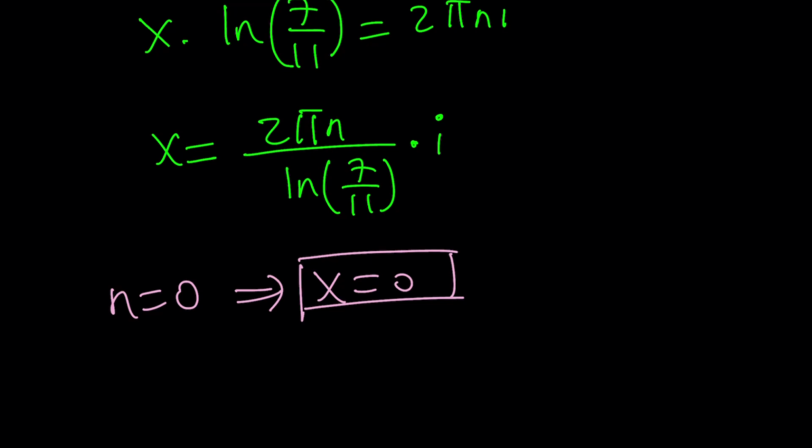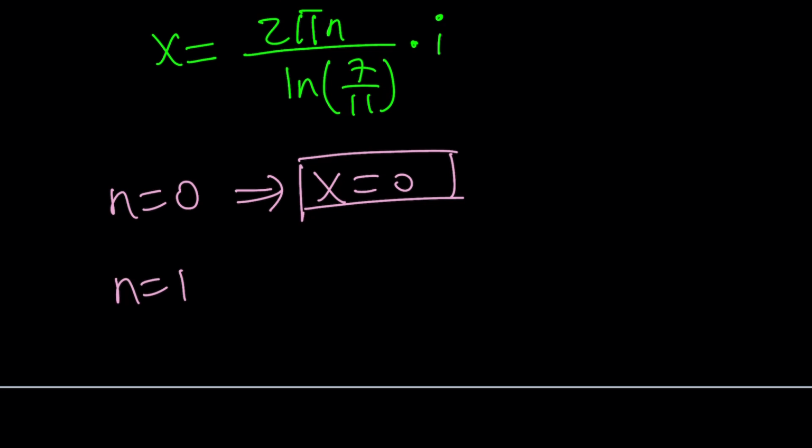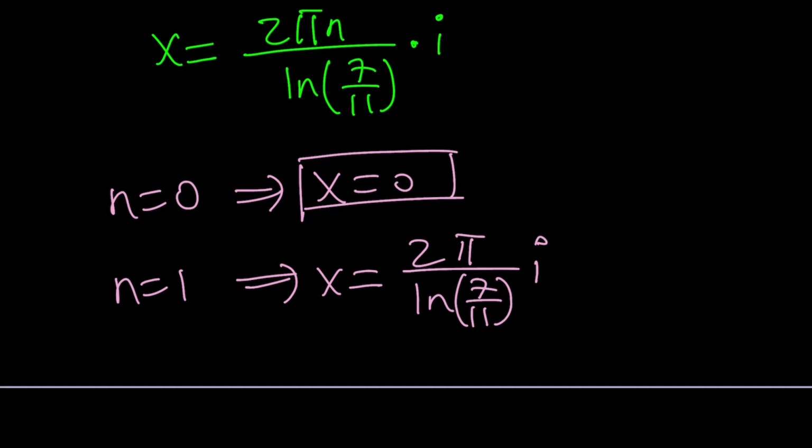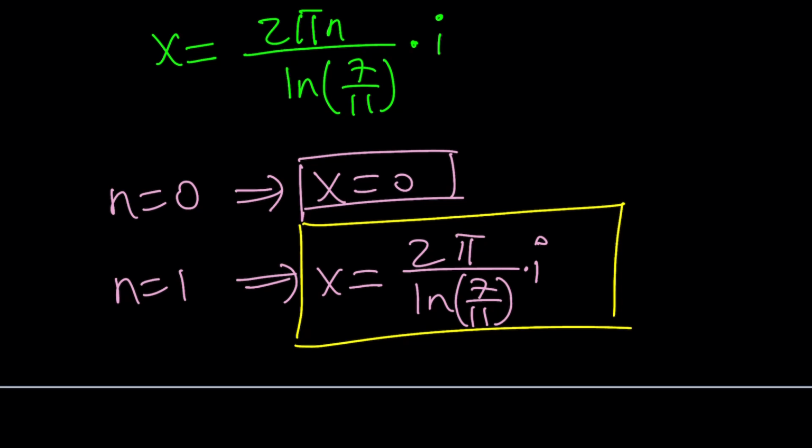We already found it. If n is equal to 1, for example, then x is going to be 2 pi over ln 7 over 11 multiplied by i. And that's going to be an imaginary solution. And of course, there are infinitely many solutions because there are infinitely many integers which you can replace n with. Make sense? All right, great.